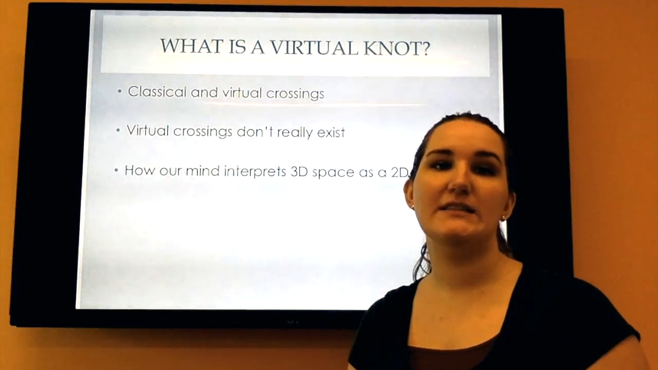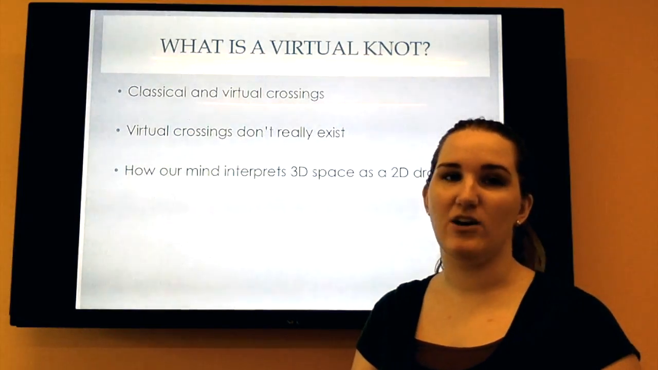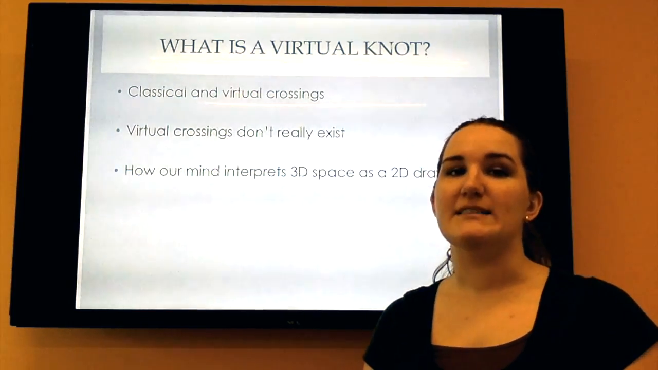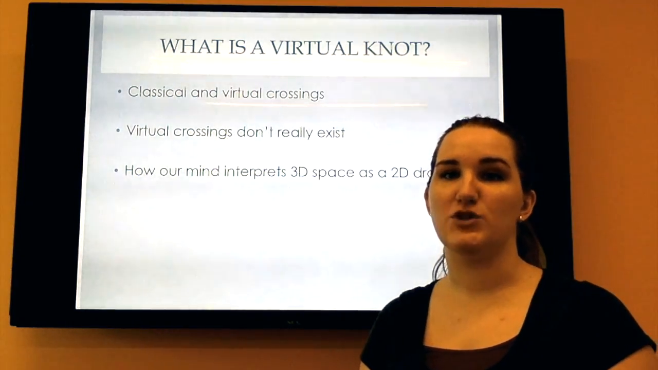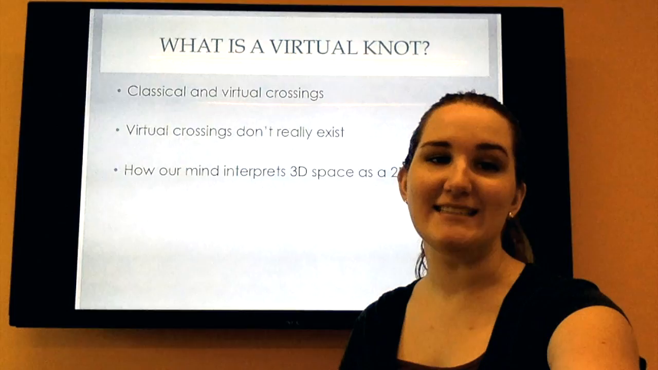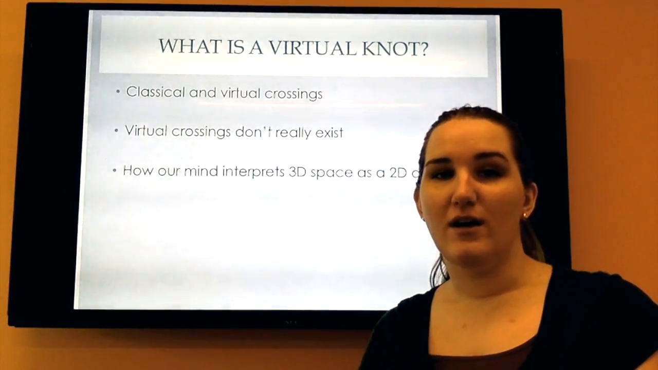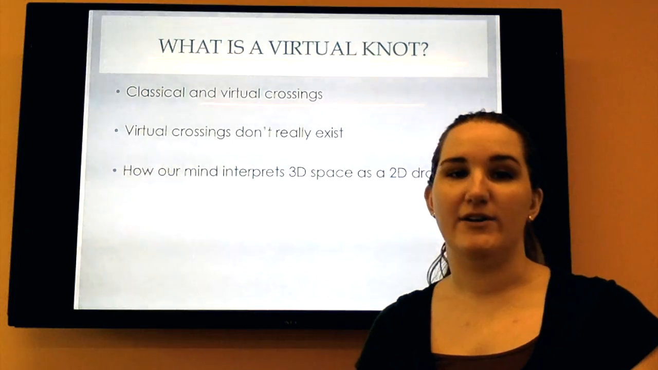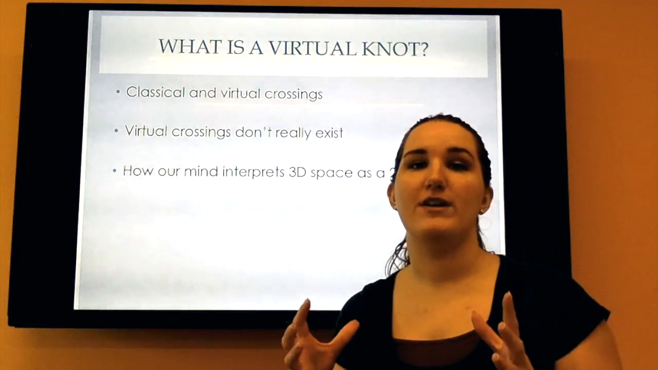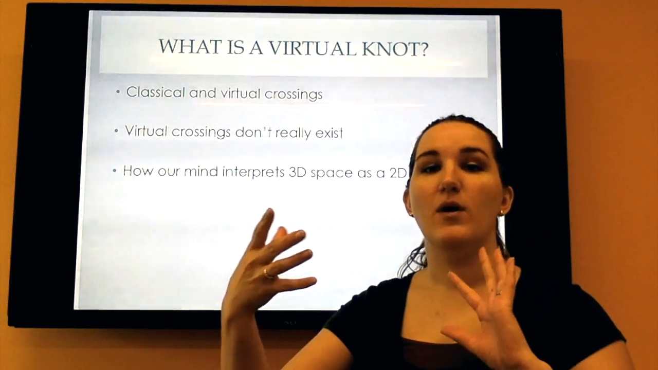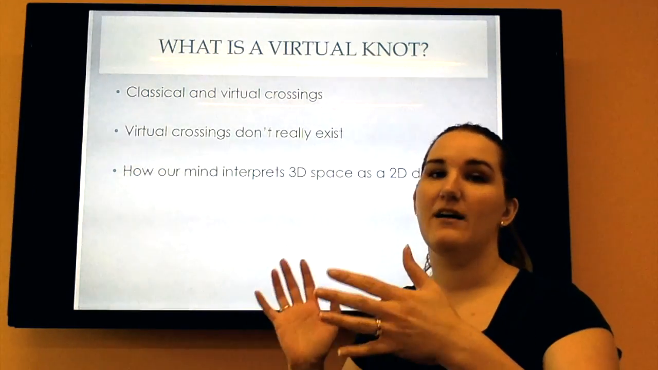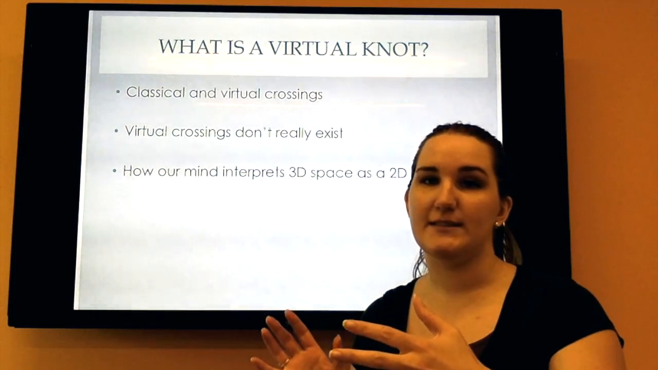A virtual knot is very similar to a classical knot, which we have been studying all semester. The difference, though, is that virtual knots can have some virtual crossings. Virtual crossings do not actually exist, hence the name virtual. We get virtual crossings by drawing non-planar graphs on a plane. So if you think of a sphere or a torus or any of those three-dimensional shapes, we see those virtual crossings as what is on the other side of that three-dimensional object.